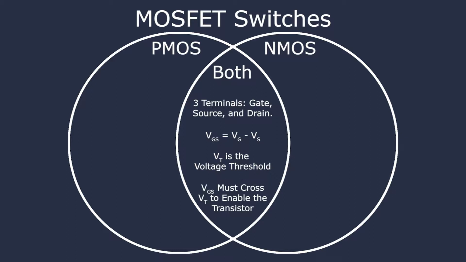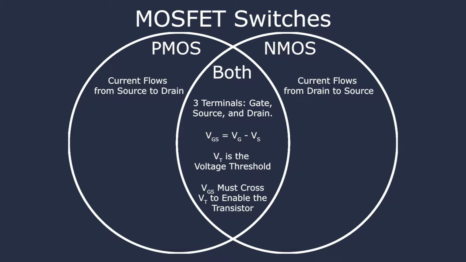There are a couple of important differences, however. You may think that with terminal names like source and drain, the current should flow from the source to the drain. This isn't always the case. In NMOS devices, the current flows from the drain to source. In PMOS devices, the current does flow from the source to the drain.